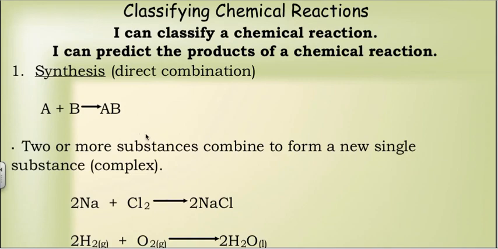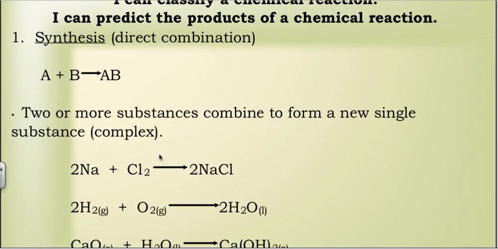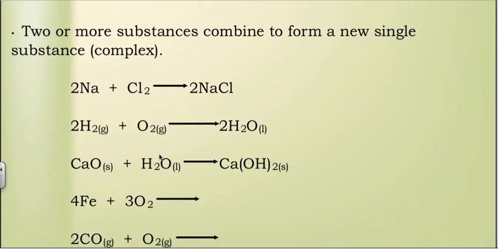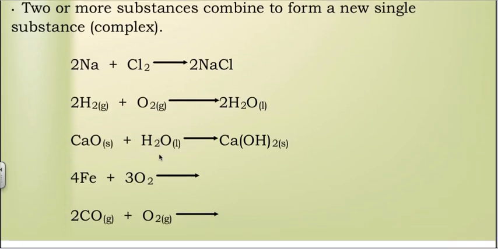So the first type of chemical reaction is called synthesis, the direct combination of two simple elements or compounds. So you can think of this as A plus B equals, well, those two things together. So a good example, if I scroll down, would be maybe sodium and chlorine. So if I add sodium and chlorine together, I get something a little more complex, which is sodium chloride. If I add hydrogen gas and oxygen together, I get water.